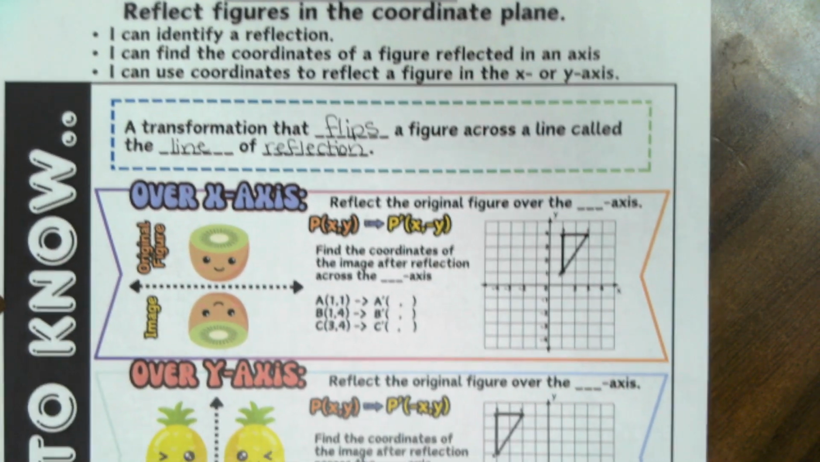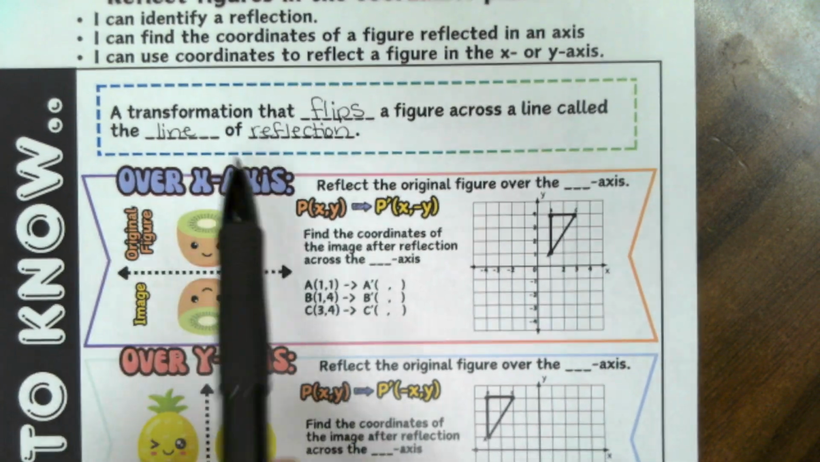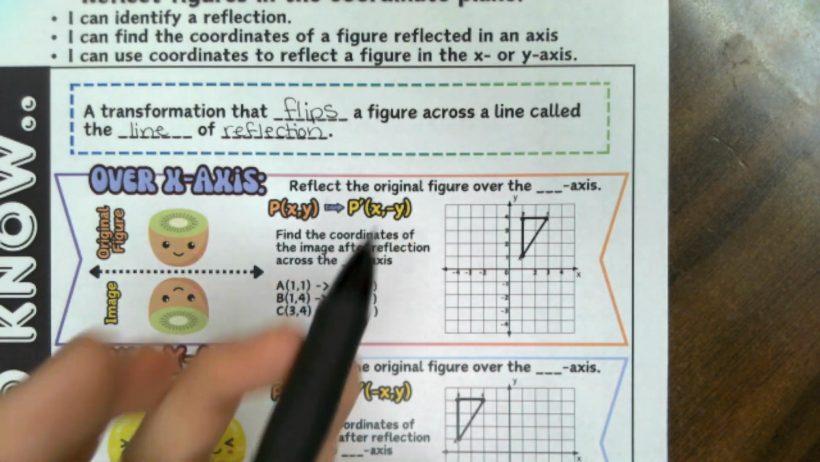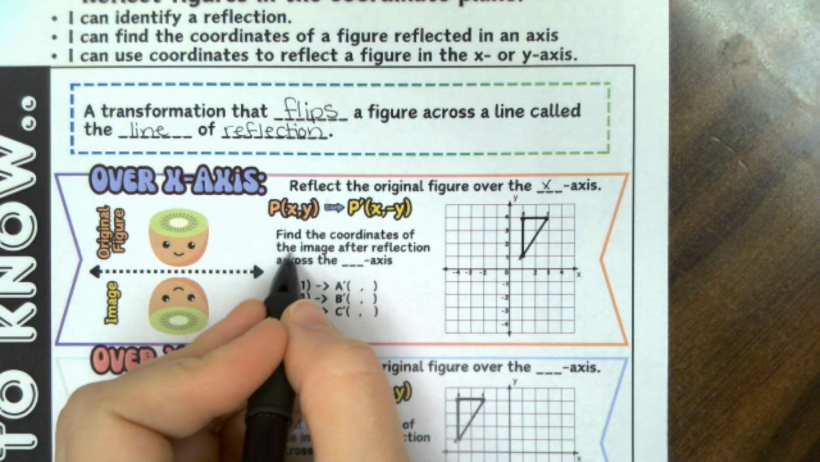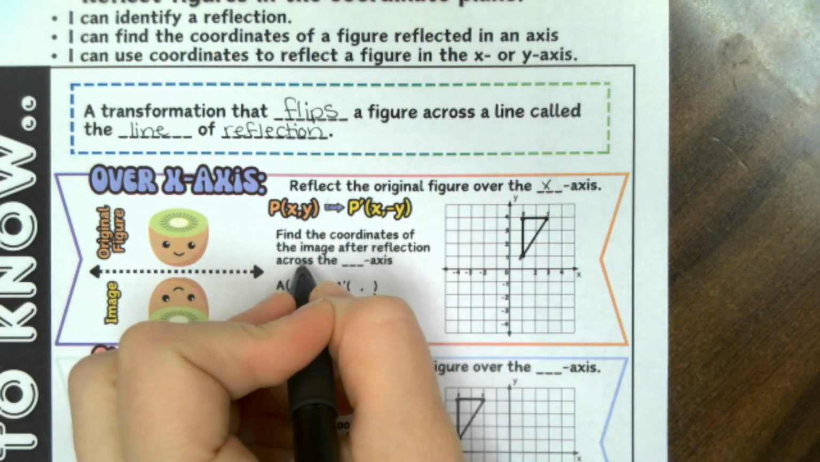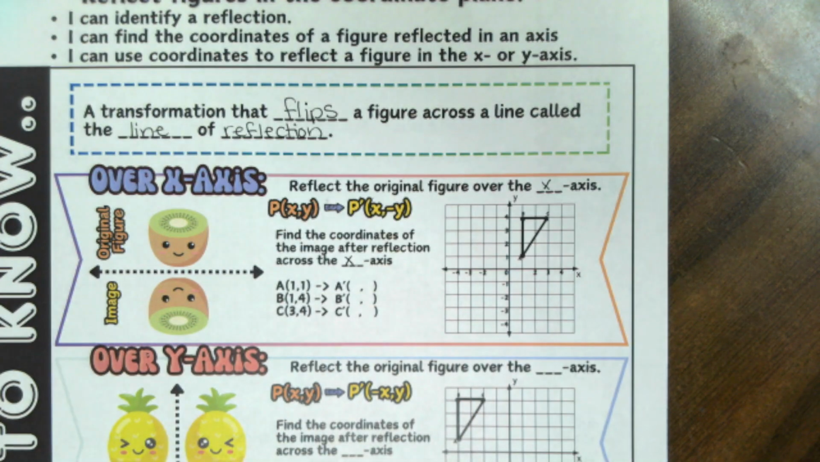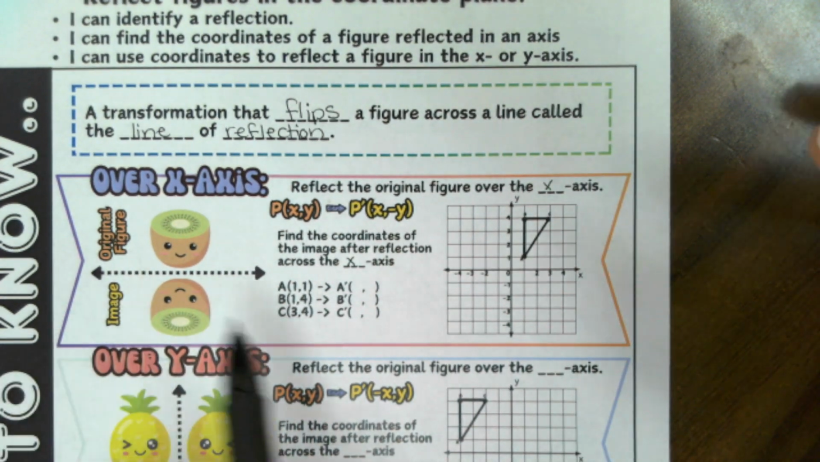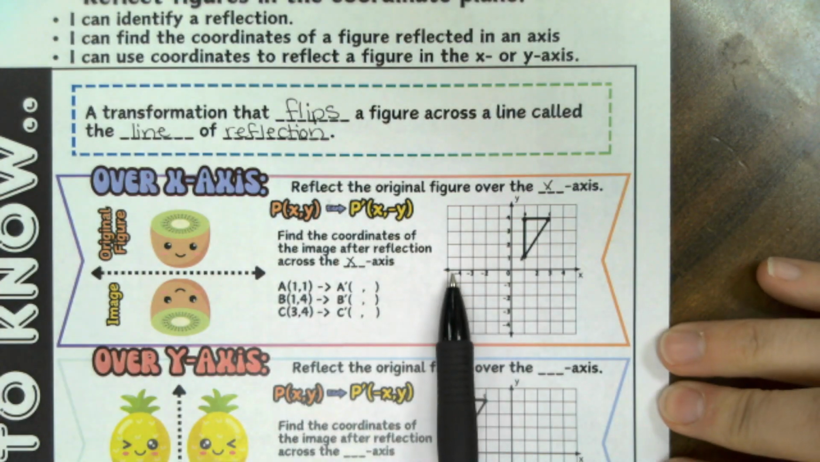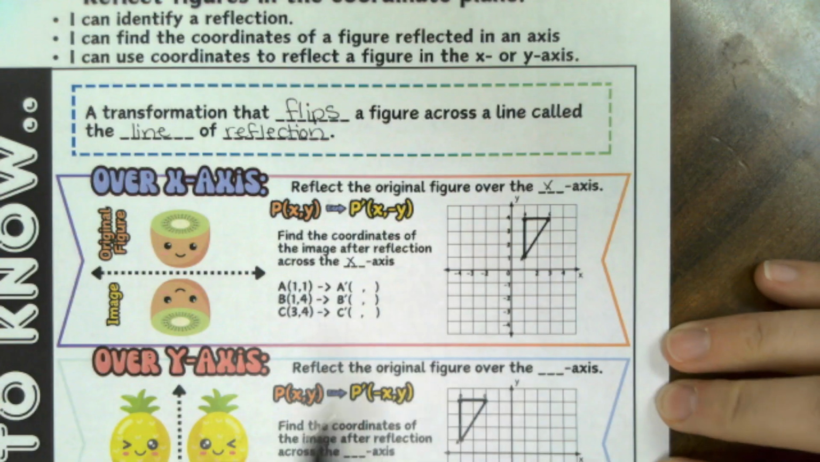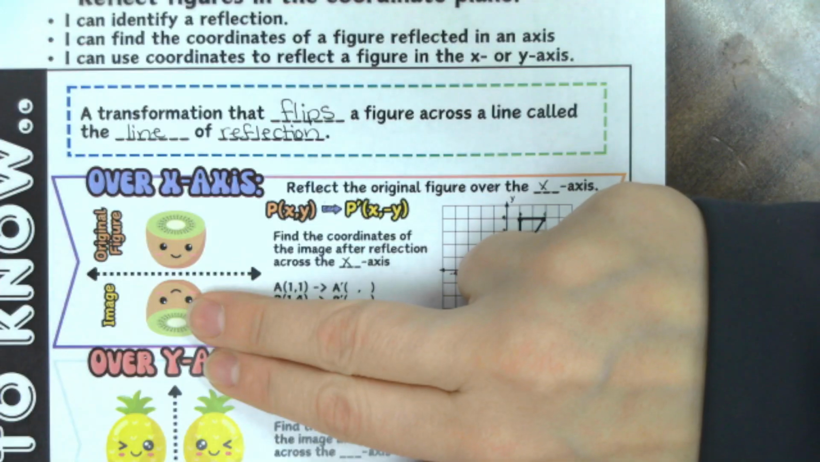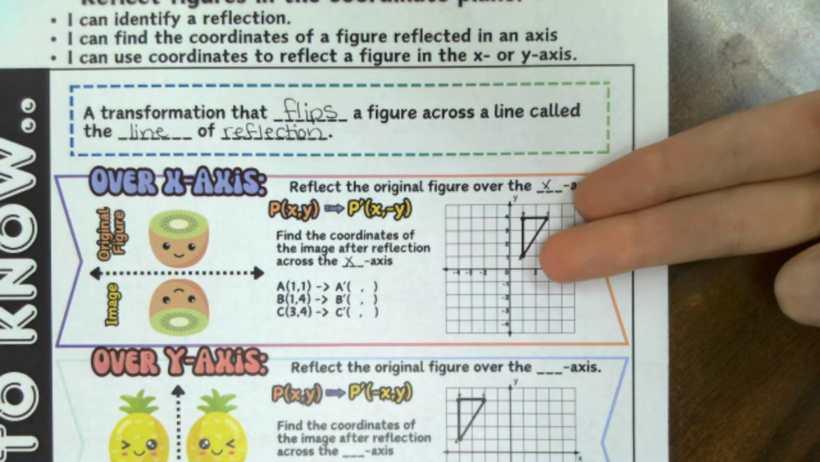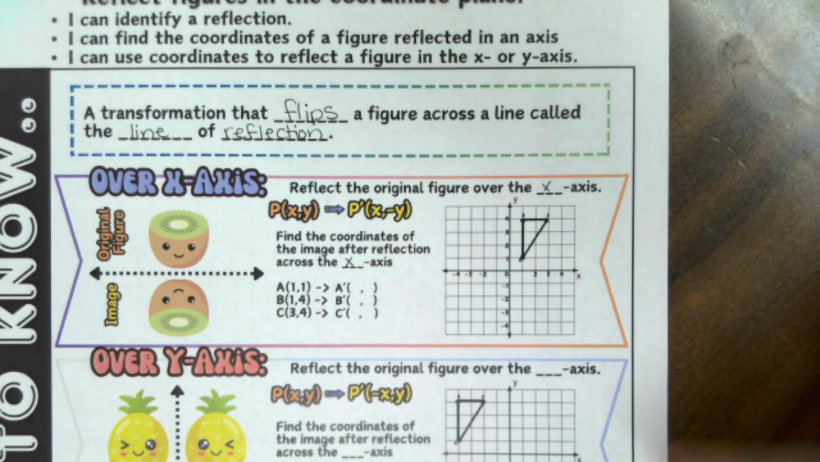Okay? So let's see what that looks like when we're talking about flipping it over the x-axis. So we're going to reflect the original figure over the x-axis, and find the coordinates of the image after reflection across the x-axis. So what this tells us is if we're reflecting over the x-axis, which remember is this right here, I'm going to take this original figure and flip it down this way. So in this case, on our graph, this figure is going to flip down here.